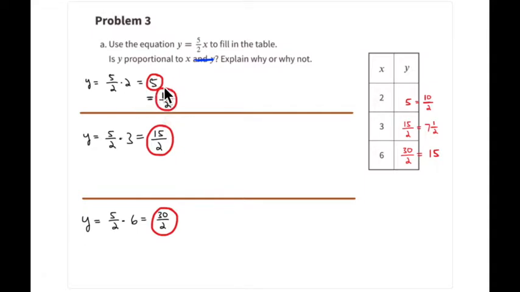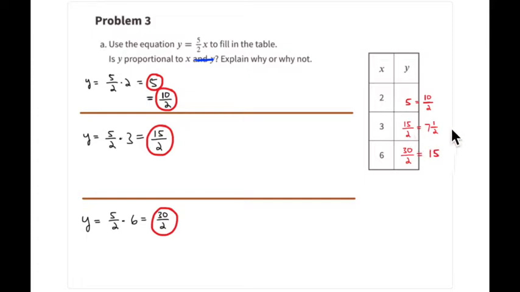10/2 is the same as 5. So these 2's cancel, or you can multiply it: 5 times 2 is 10/2. So it's either 5 or 10/2. If x is 3, that's 3 times 5/2. So that's 15/2, and you can also simplify that to 7.5.